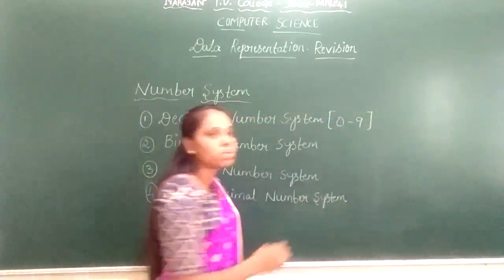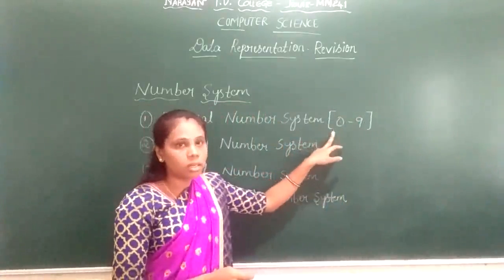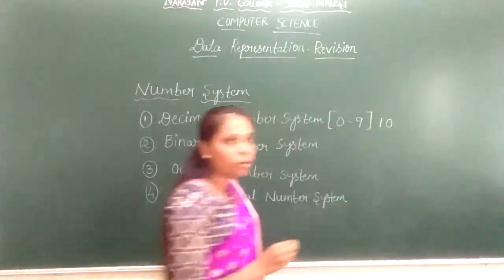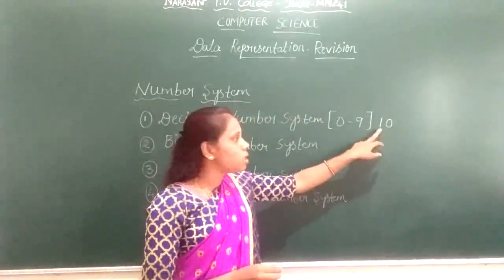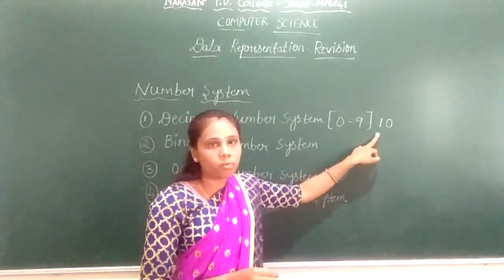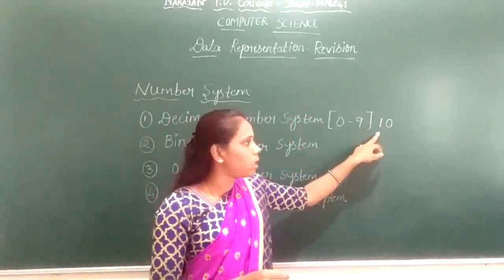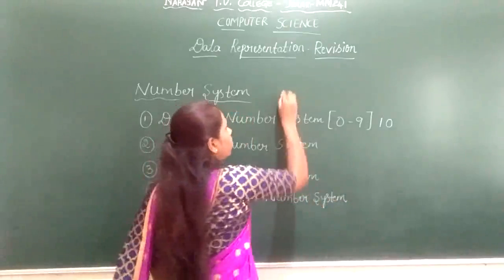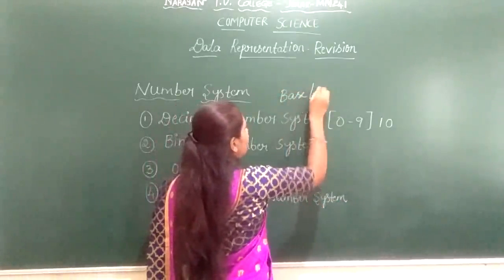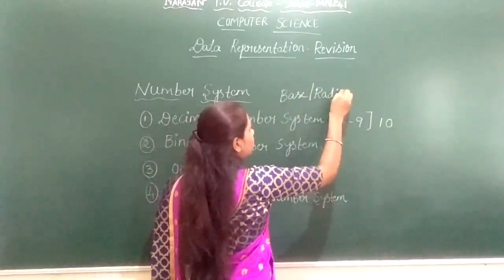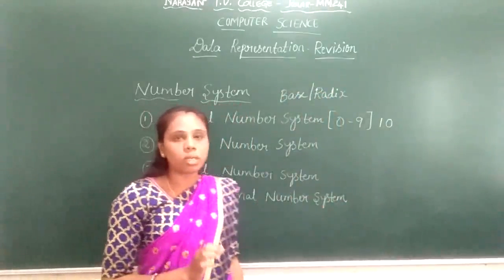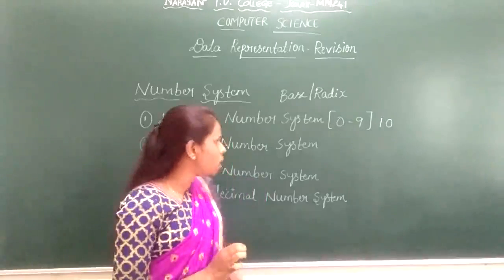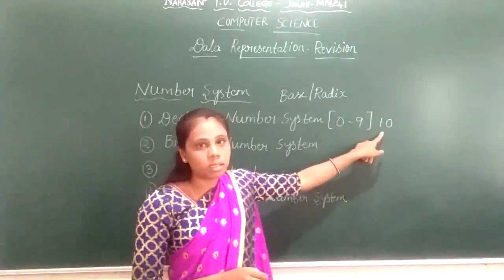In decimal number system we have digits from 0 to 9, that is total 10 digits, and the base of this number system is 10. What is the base? Base is the total number of digits present in a number system. We call it as base. It is also called radix. Base, another name for base is radix. Base means the total number of digits present in the number system. The base of decimal number system is 10.